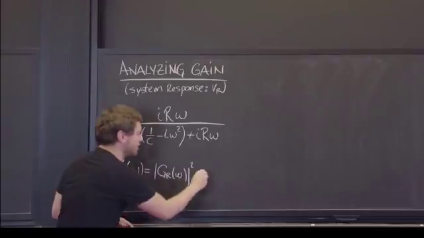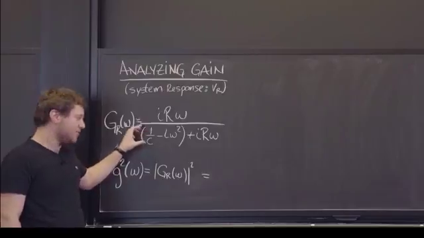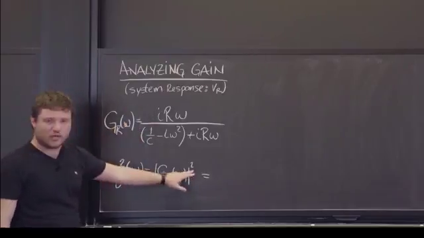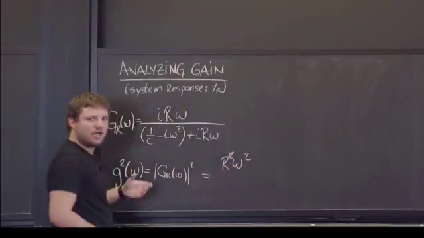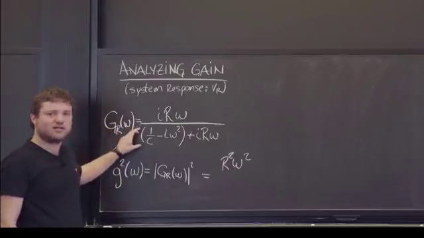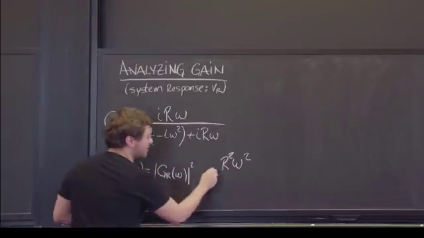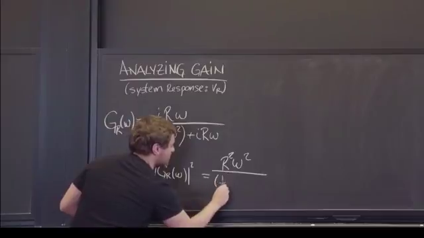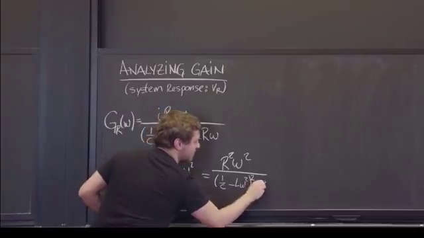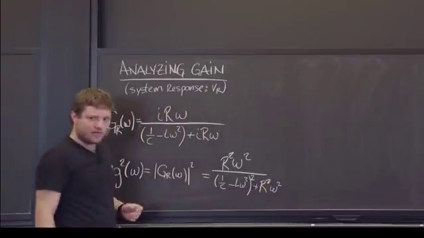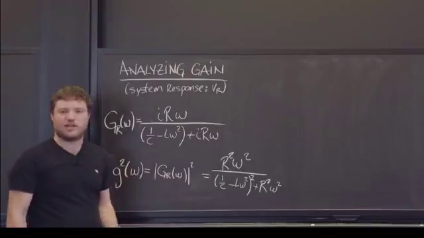We can calculate it by looking at the magnitude of the numerator divided by the magnitude of the denominator. So the magnitude squared of the numerator is given by r squared omega squared, and then to calculate the magnitude of the denominator, we take the real part squared plus the imaginary part squared. So that is given by 1 over c minus L omega squared, everything squared, plus r squared omega squared. And now we have an expression for the square of the gain given here.